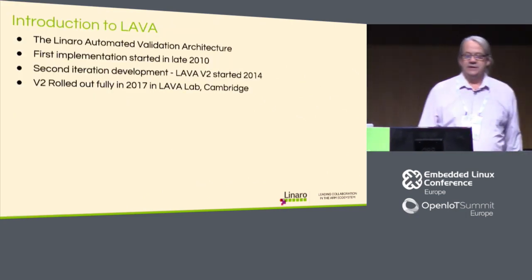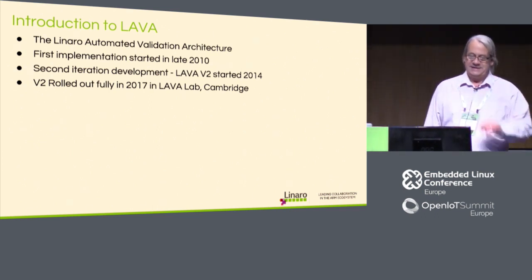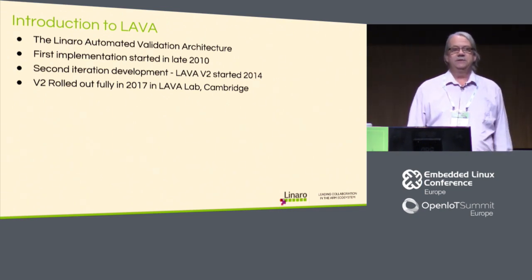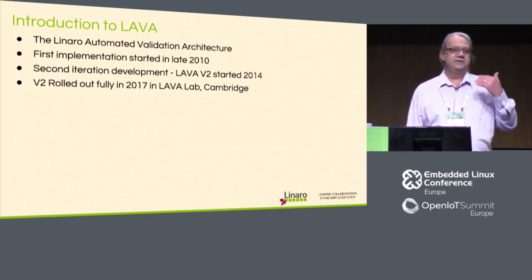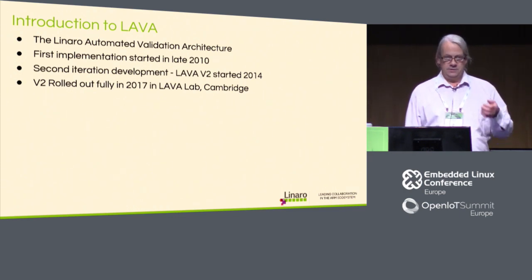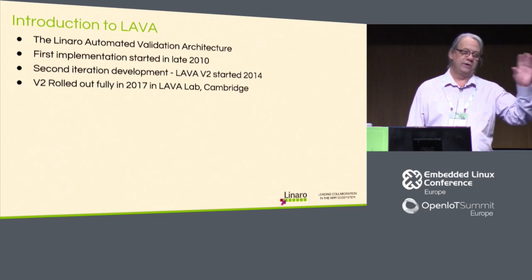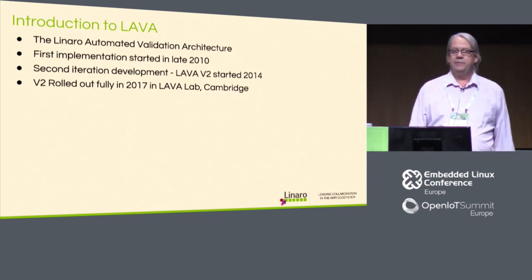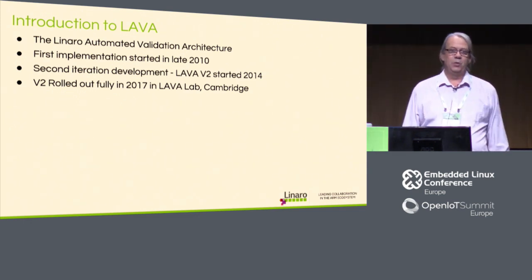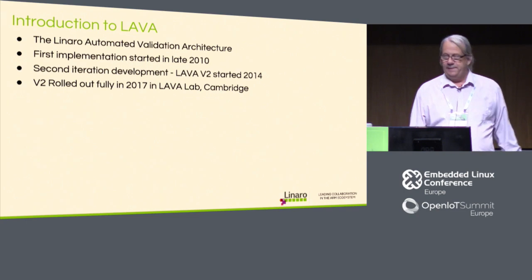So, what is Lava? It's the Linaro Automated Validation Architecture. The first implementation started late 2010, and it does not define what tests you run. You can run any test you like. It just allows you to deploy a test image, so a kernel and a root FS, or if it's an IoT device, just the Zephyr image or whatever, and then to specify what tests you want to run and run them and gather the results.